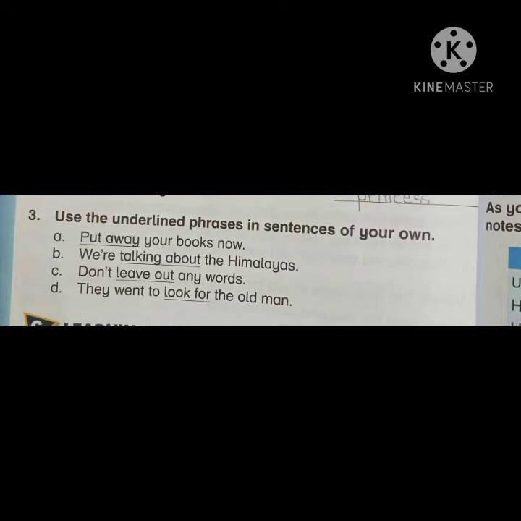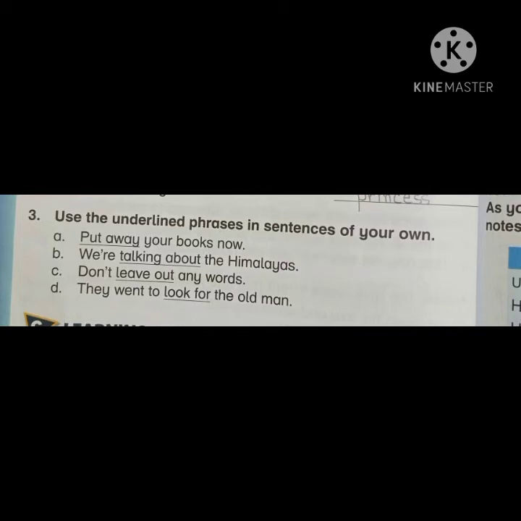The next one is, don't leave out any words. The underlined phrase here is, leave out. Leave out means, to not include or mention. Matlab chhod dena. The sentence for leave out is, do not leave out the details of this topic.